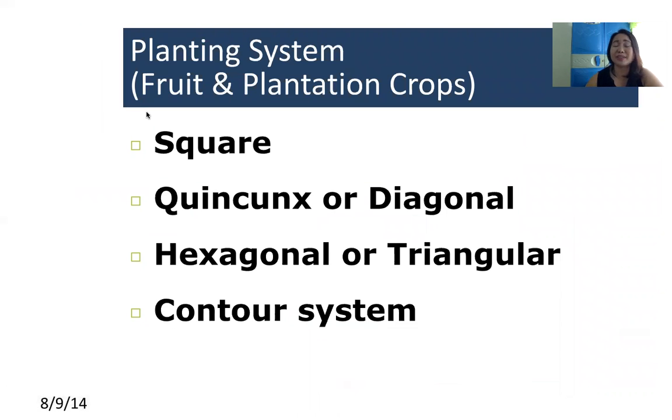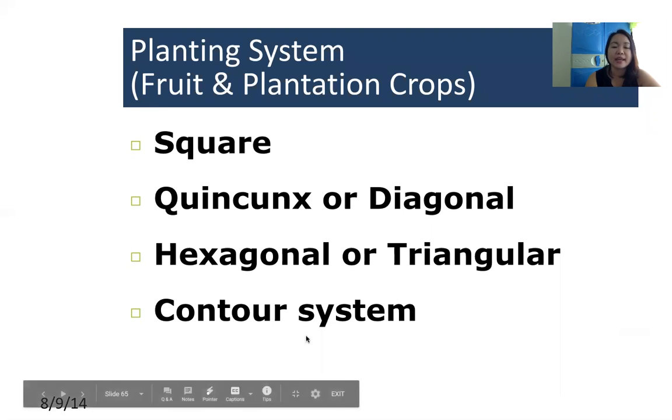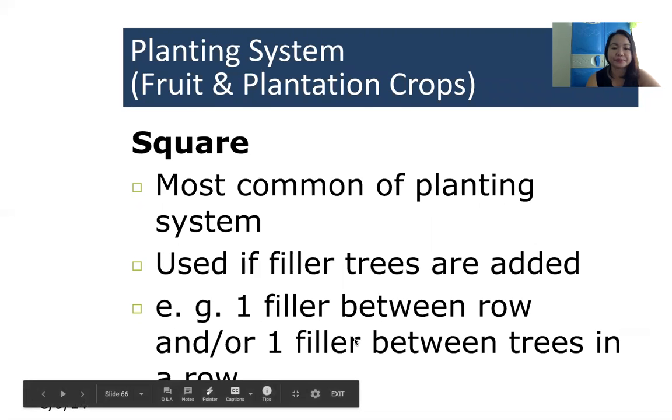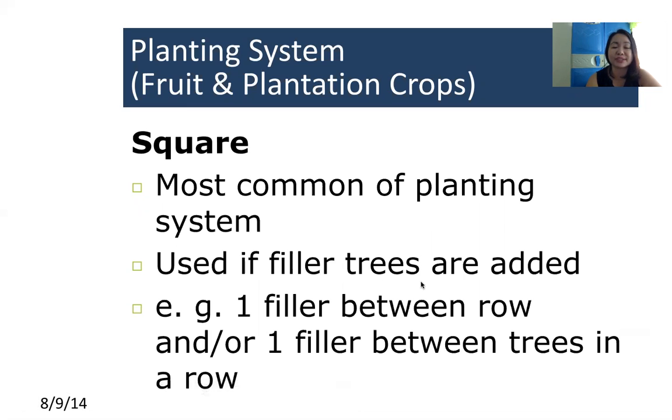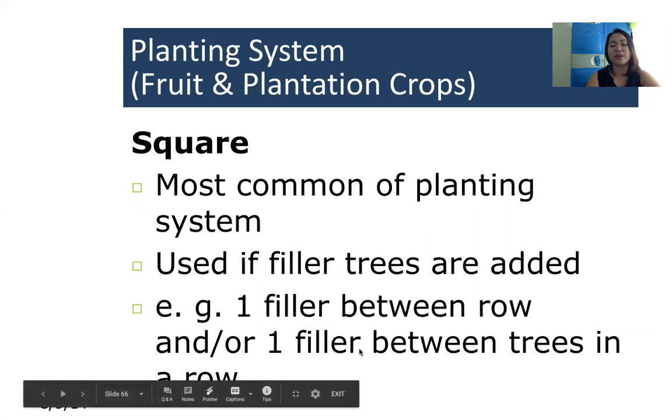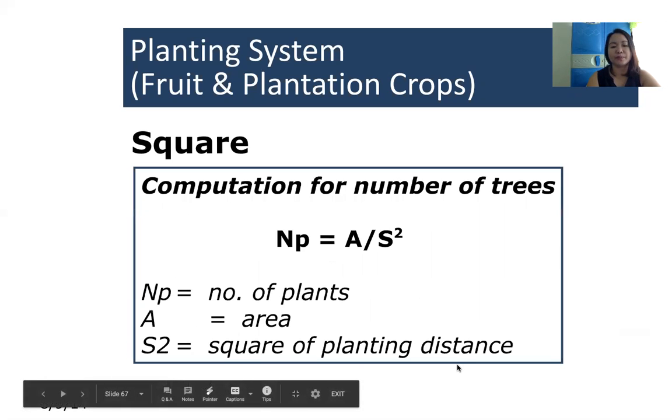So there are actually different types of planting system when we deal with fruit and plantation crops. We have first the square, quincunx or diagonal, hexagonal or triangular, and the contour system. The square is the most common planting system and is used if filler trees are added in the future, like 1 filler between rows and 1 filler between trees in a row.